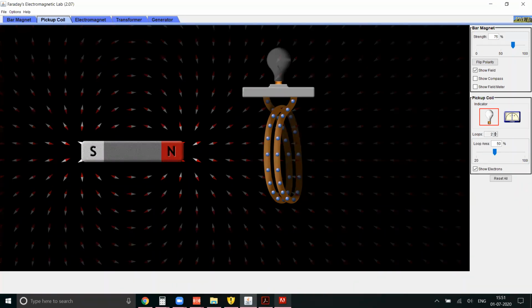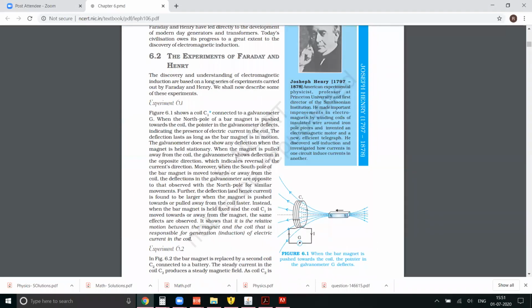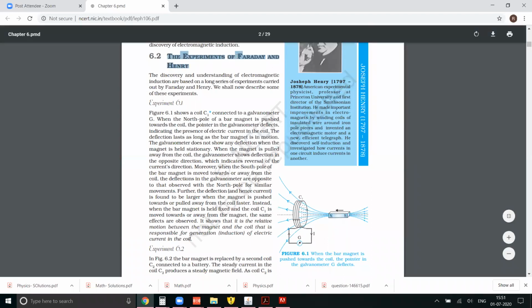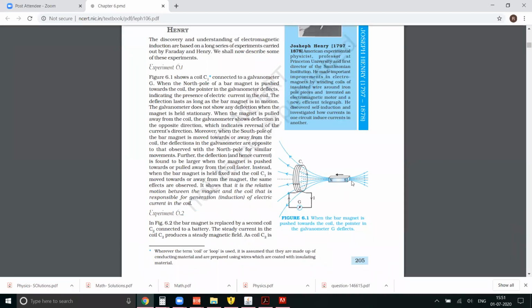When you do so, in your textbook there is an experiment given. These experiments were done by the scientists Faraday and Henry, so remember their names. I showed you the pickup coil, the place where I'm moving it. When you move the magnet close to it, you're trying to increase the flux, because the magnetic field is stronger near the poles of the magnet. So if a permanent magnet is moved close to the pickup coil, then you're trying to increase the flux.